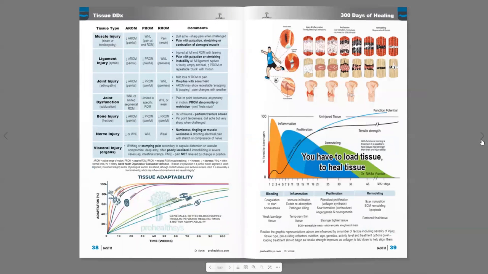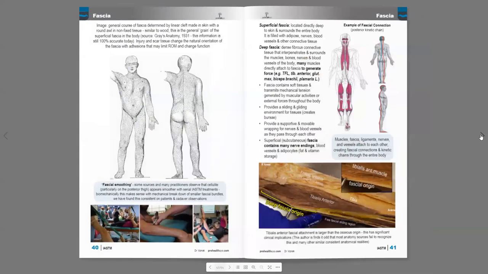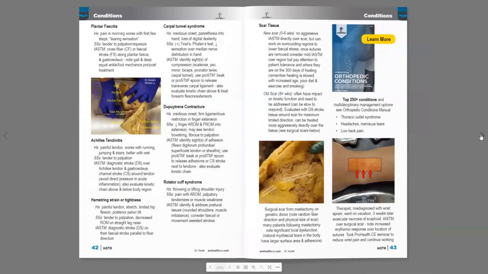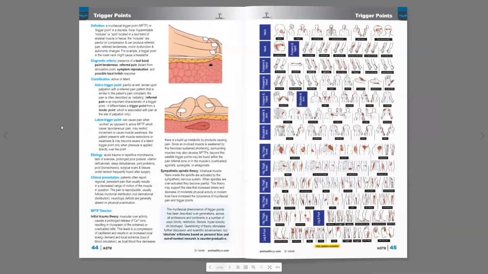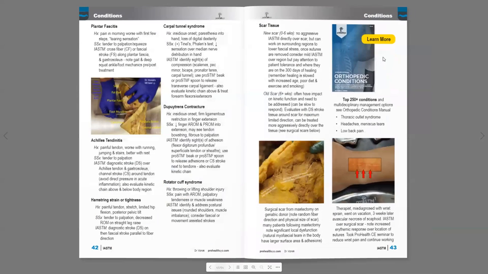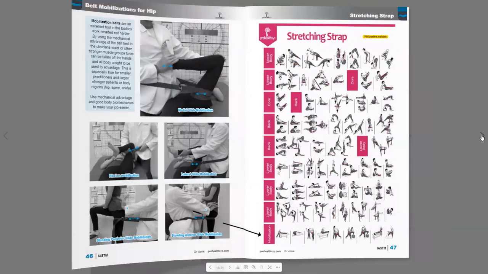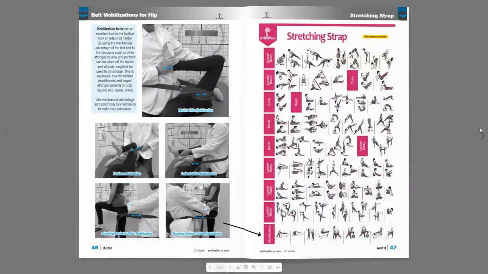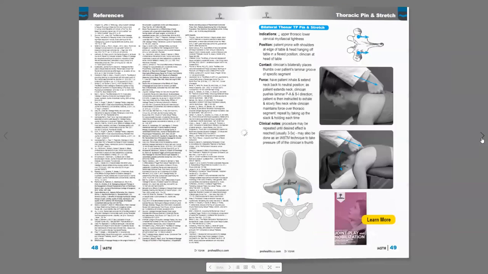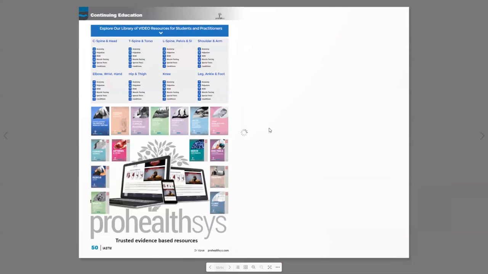And then we look at identification of tissue-specific pathologies, fascial connections, different conditions and application for those conditions. I mean, the big thing for this though, if you're looking at the conditions, I would really refer you to the orthopedic conditions book. We have over 250 conditions in there where we look at multidisciplinary, multifactorial treatment options for different people, different patient populations. We talk quickly about trigger points and how to use a stretching strap as well, because it comes with our kit, and then some pin and stretch, and of course, alternate resources.